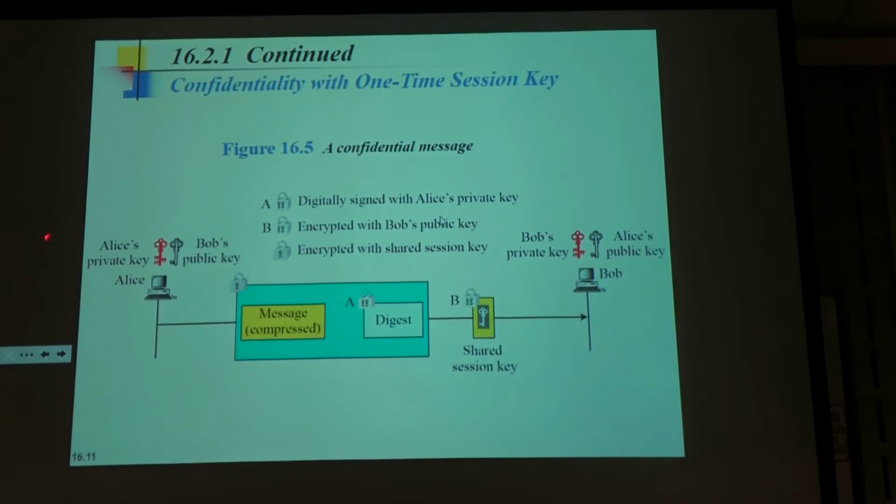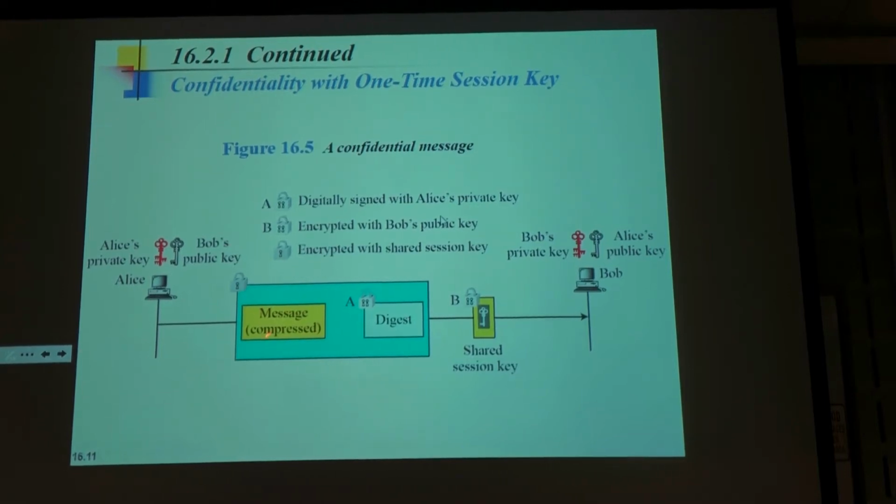Alice's private key and Bob's public key. So what you'll do is create a digest and you encrypt the digest with what? When you create the digest, it is digitally signed with Alice's private key. So this is for integrity.